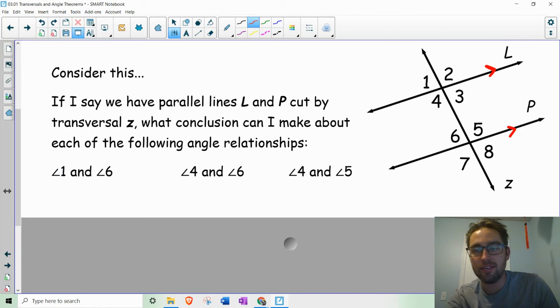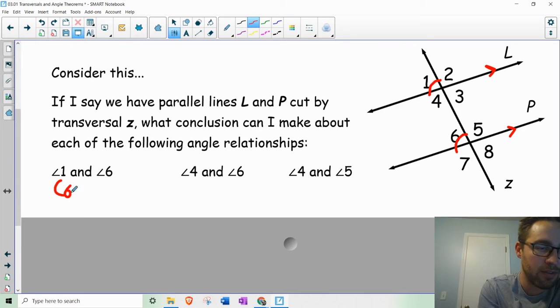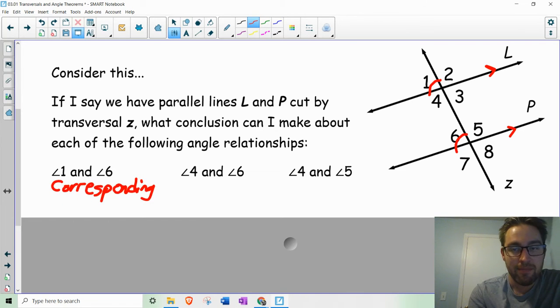So angle 1 and 6, angle 1 is here, angle 6 is there. Well, we know from our practices today that those are corresponding. But the conclusion I can make is that those corresponding angles are congruent. So angle 1 is congruent to angle 6.